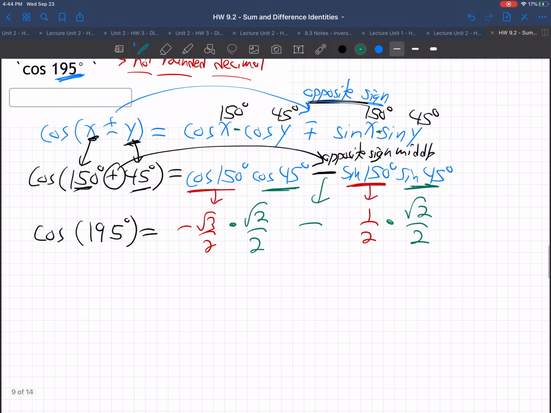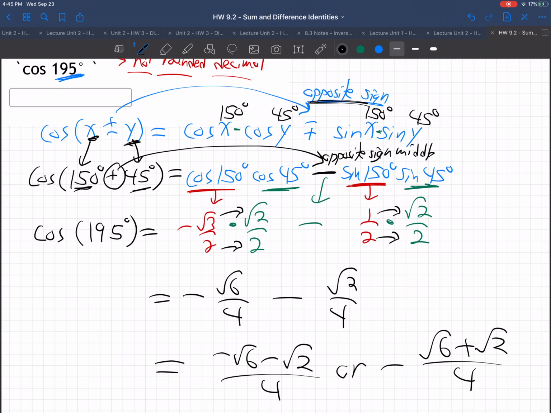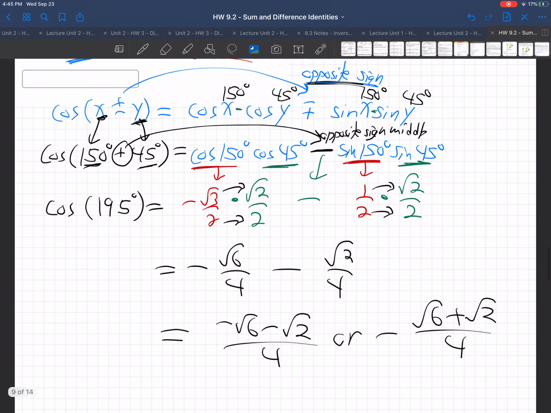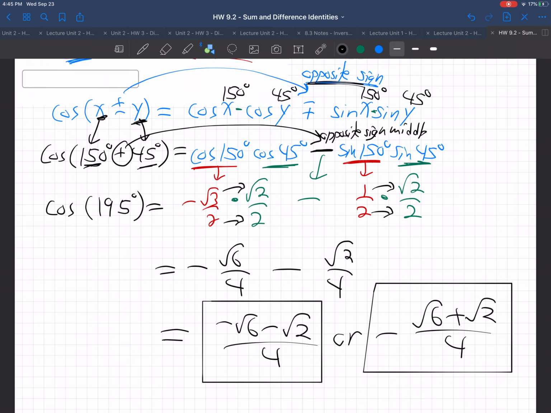Okay, so let's work that out. Now, what is this? Just multiply straight and straight. This is minus root 6 over 4 minus, straight and straight, 1 times root 2 is root 2 over 4. So that's minus root 6 minus root 2 over 4. Did you know, by the way, that you could also put it this way, that that's the same thing? I'll put a box around those so that you're clear. They are the same, that or that.